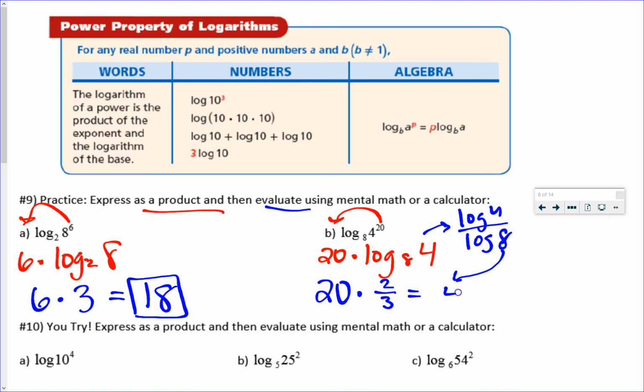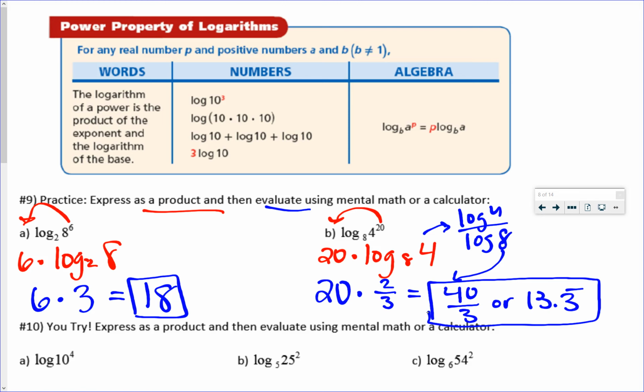Multiply together. This gives me 40 over 3. Or you can say 13.3 repeating. You can leave it as a fraction. You can give me a decimal. I don't care. Log base 8 of 4. I evaluated my log. You have to evaluate your log and then multiply it with your power. 13 and 1/3. Yep, same thing. So to evaluate, we did the change of base. Log of 4 divided by log of 8. That's where 2/3 came from.